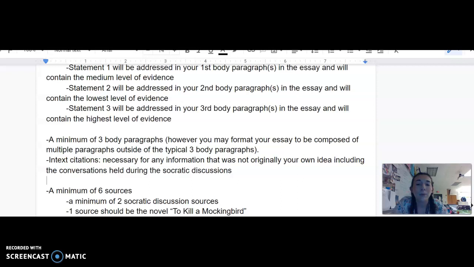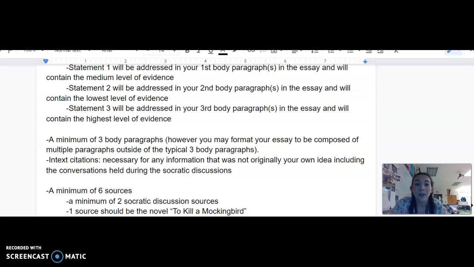You need to have a minimum of 3 body paragraphs. However, you may format your essay to be composed of multiple paragraphs outside of the typical 3 body paragraphs. But you cannot have one long page with no paragraphs. You need to have multiple paragraphs that correlate to your different statements in your thesis statement. That means you might end up with 5 body paragraphs because maybe your statement 1 and statement 3 were so strong that you needed more than 1 paragraph for each of those statements, and that is perfectly fine. However, you cannot have just a 1 paragraph essay that is long.